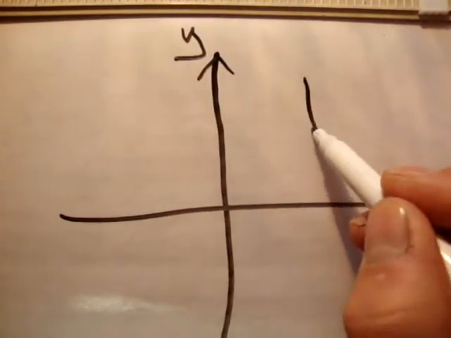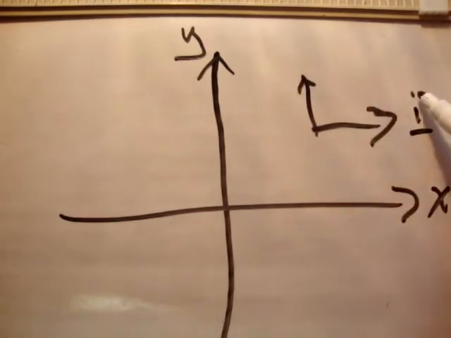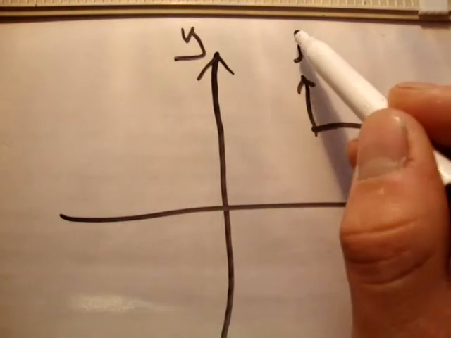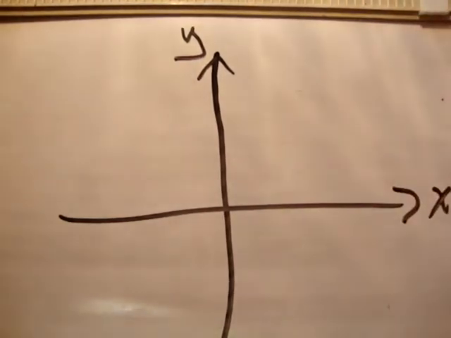So I'm going to define my unit vectors, but I'm going to rub them out because I don't really have space. That's a hat. I'm going to draw the hats from now on. So that's i hat and that's j hat. Look, that's as normal. Nothing has changed there.